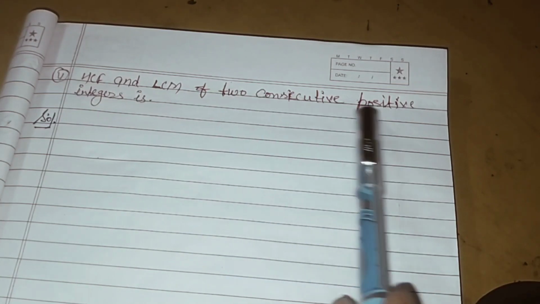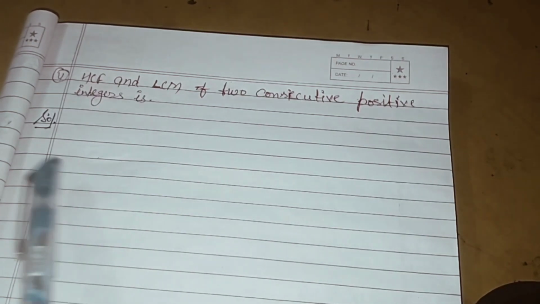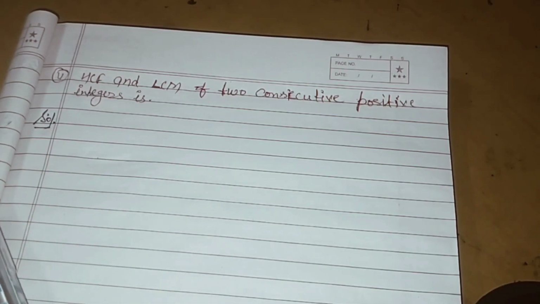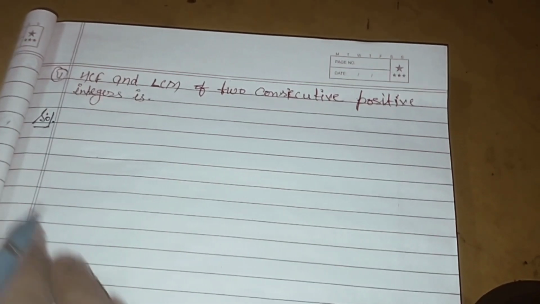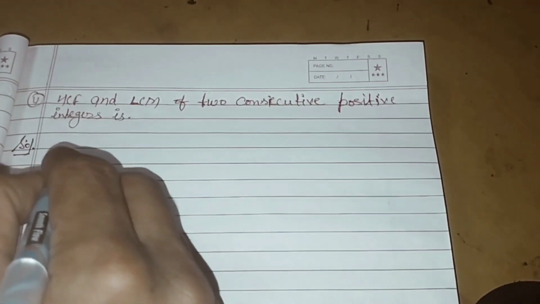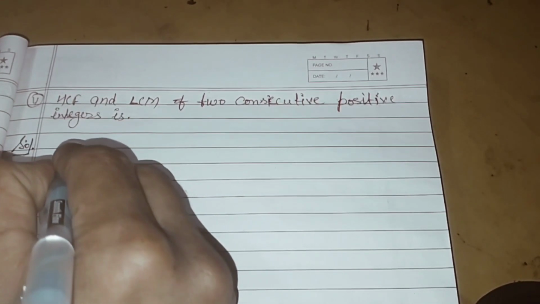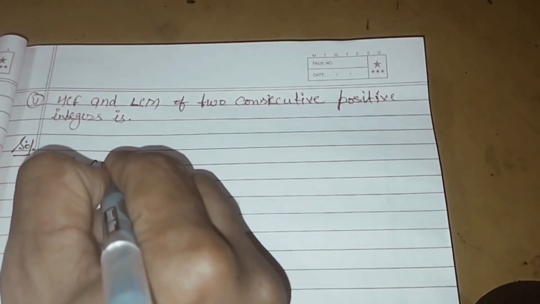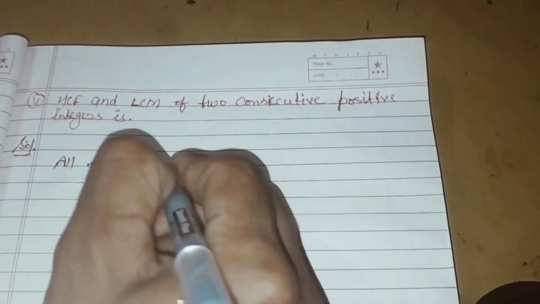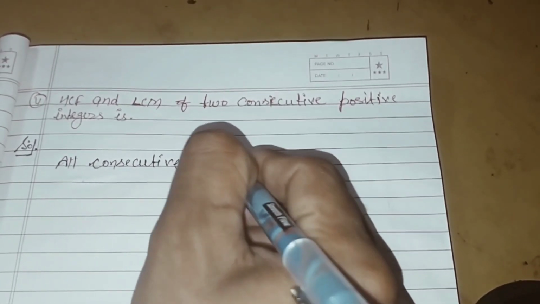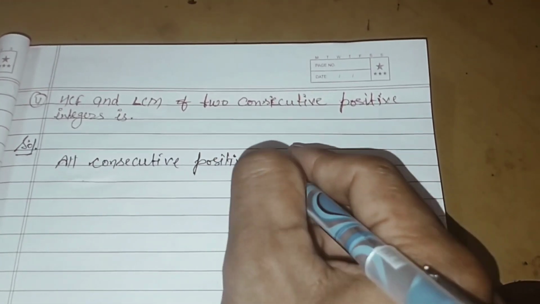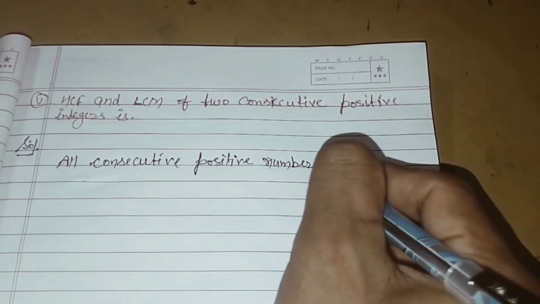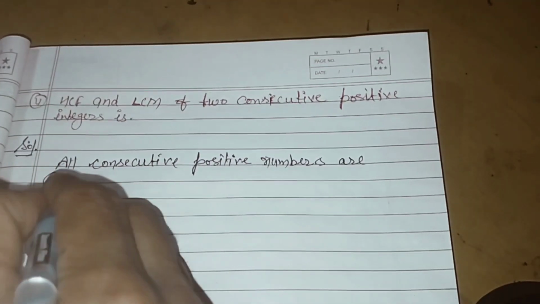HCF and LCM of 2 consecutive positive integers is? So this is a tricky question. Now we should remember what co-prime numbers are. Now we should write that all consecutive positive numbers are co-prime numbers.